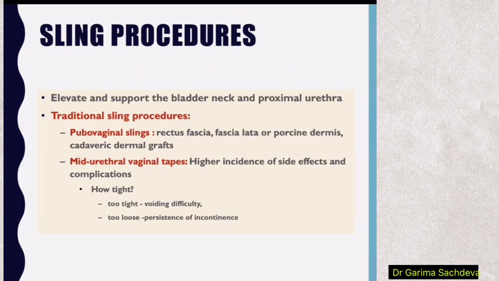Then there are sling procedures where again you support the bladder neck and urethra. You can use slings from our own body, like rectus fascia, fascia lata, or porcine dermis, or cadaveric dermal grafts, or you can use meshes, tapes or mesh. But side effects are more in these tapes because these are external things. So there can be erosion or exposure, all that can occur. So nowadays they are not using these tapes.